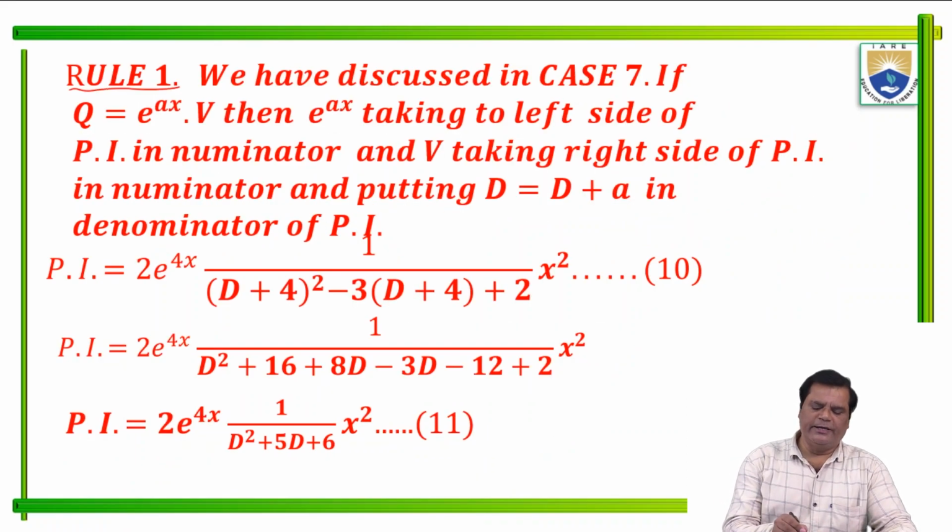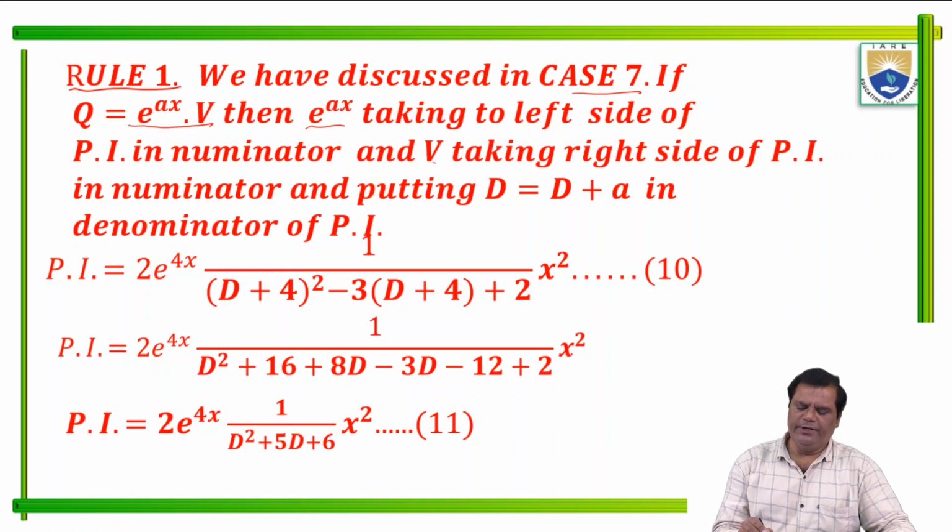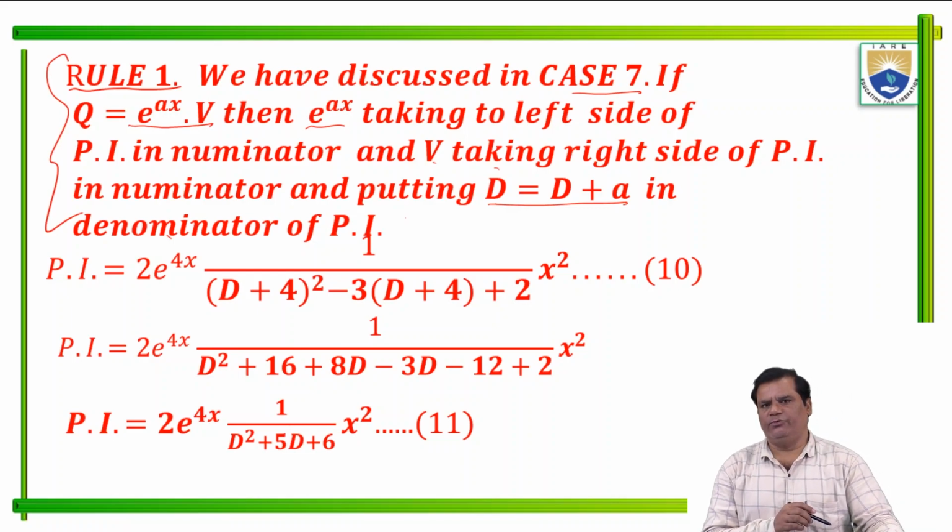Now again apply rule 1. In the last question we applied the same rule 1. So here we also apply rule 1, because the problem is the same. We have discussed in case 7, if Q equal to e to the power ax into V, then e to the power ax is taken to the left side of PI in numerator and V is taken to the right hand side of PI in numerator, and D is replaced by D plus a in the denominator of PI. So remember these rules. This is a very important rule.